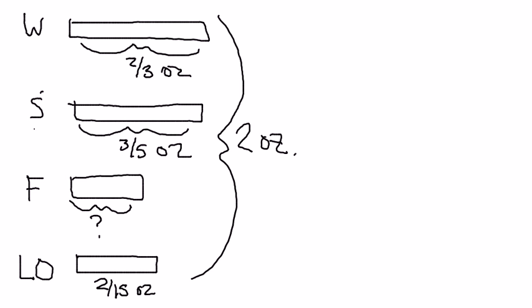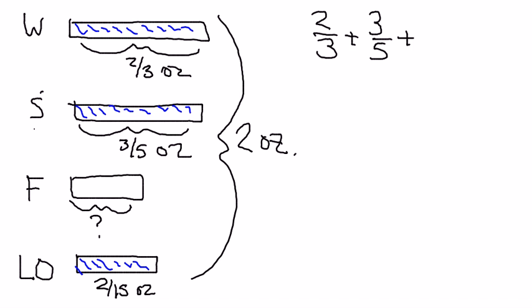Once we have this drawing made, I think it's fairly easy to see that we have this paint that we know about, and this paint that we know about, and this paint that we know about. If we add those up, and we take them away from the 2 ounces that I started with, I should be left with what was used for the flag. So my first expression I'm going to work on is going to be 2/3 plus 3/5 plus 2/15. Well, I don't have a common denominator here.